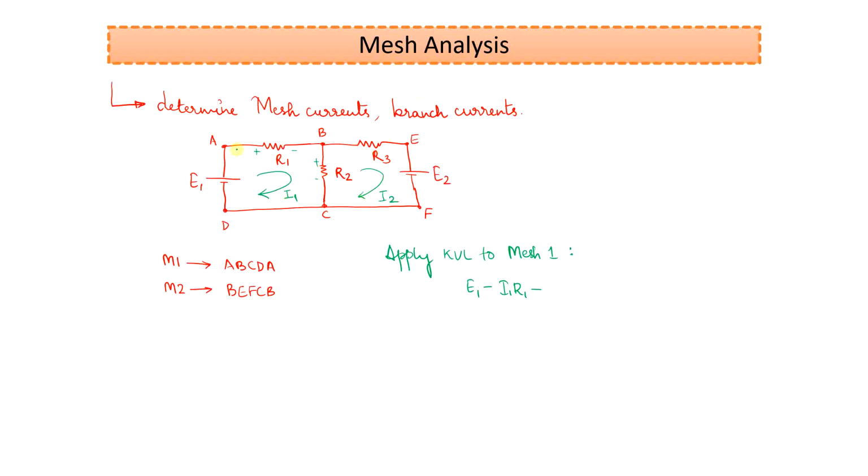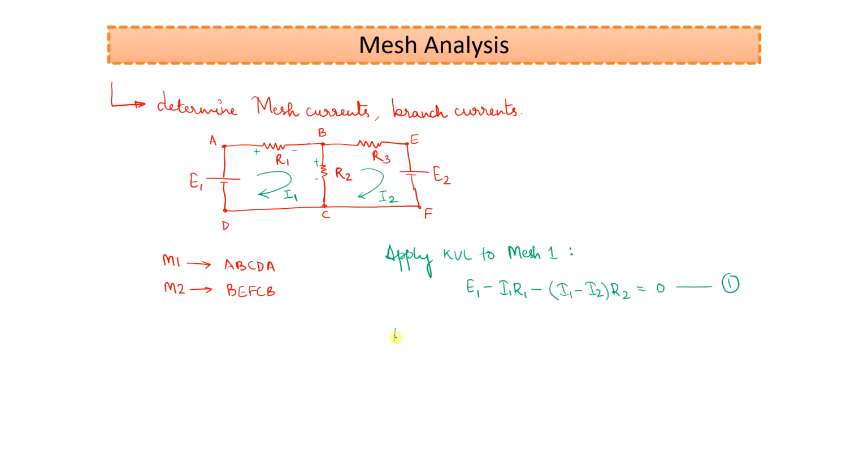When I write the KVL equation for the first mesh, this becomes your dominant mesh. So the equation will be, across the resistance R2, it will be I1, this is the dominant mesh, minus I2 into R2 is equal to 0. So this is your first equation.